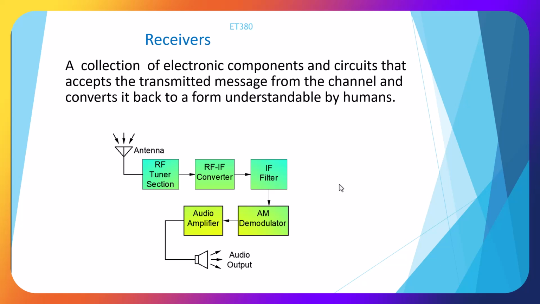Here I'm showing an AM receiver, and this is a collection of electronic components and circuits that accepts a transmitted message from the channel and converts it back to a form understandable by humans. So this is going to take our modulated AM signal and run it through an RF tuner, RF-IF converter, IF filter, an AM demodulator and audio amplifier, and then puts that out as an audio signal, and we'll go into more of these components later.